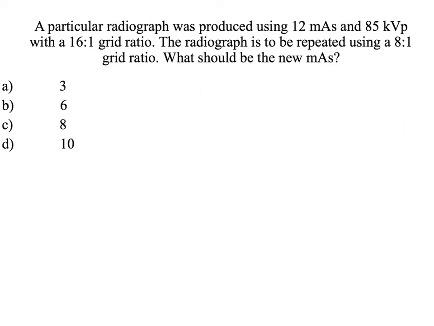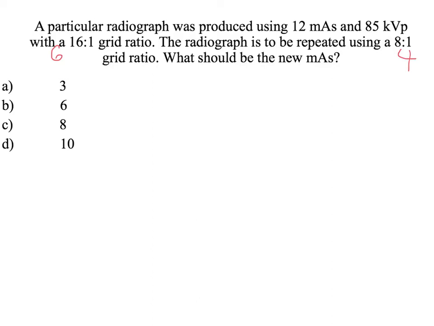So, for this one, it's asking us about grids, right? So again, if we look at page 236, it's going to tell us a little bit about grids, but we talked about grids earlier. So we're starting to memorize what our grid factors are. A particular radiograph was produced using 12 mAs and 85 kVp with a 16 grid ratio. So what's the grid factor for 16? 6. The radiograph was to be repeated using an 8:1 grid ratio, which has a grid factor of 4, I think, right? What should be the new mAs, right?